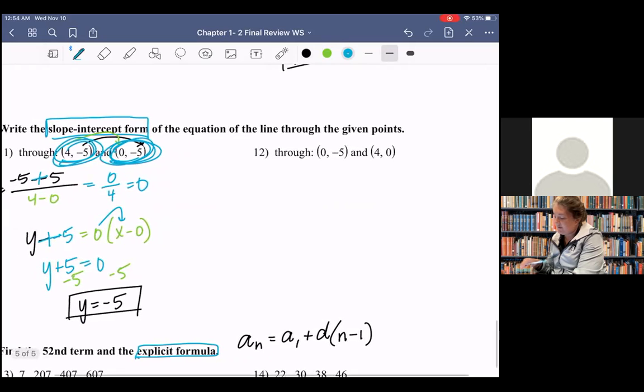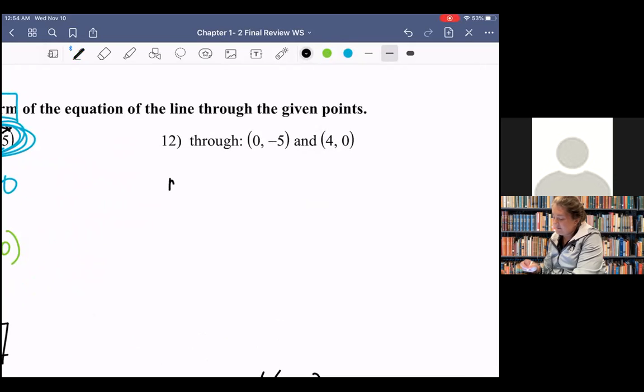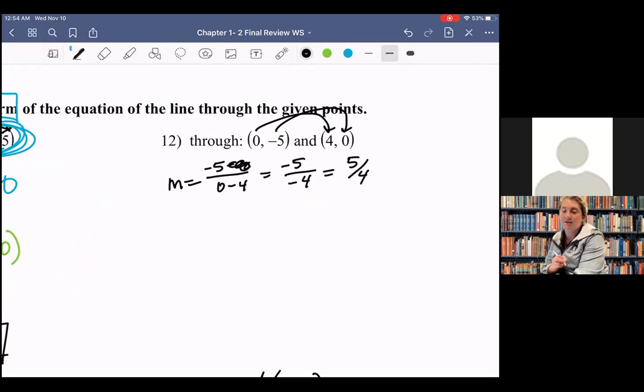This one looks kind of similar, but it's a little bit different. Okay, let's find the slope. So y minus y is negative 5 minus 0 over 0 minus 4. Doesn't really matter to subtract 0, so that's just negative 5 over 0 minus 4 is negative 4. I'm going to change that both to a positive. That's 5/4 as our slope.